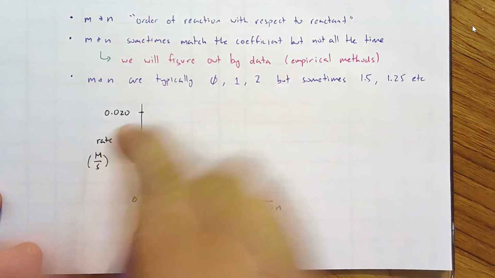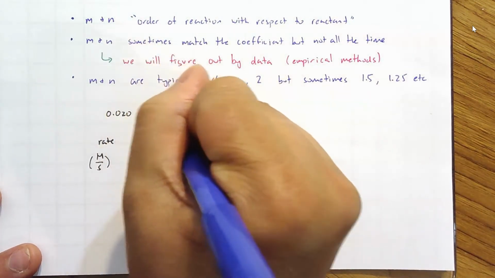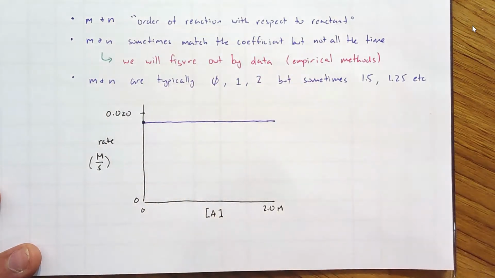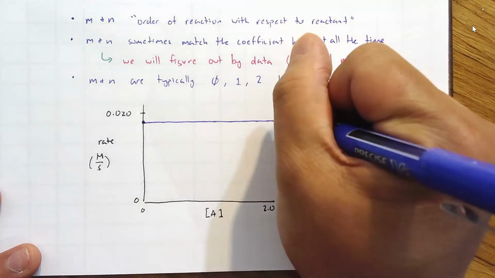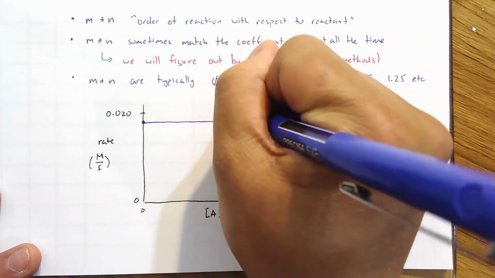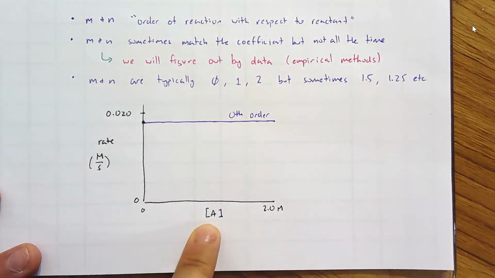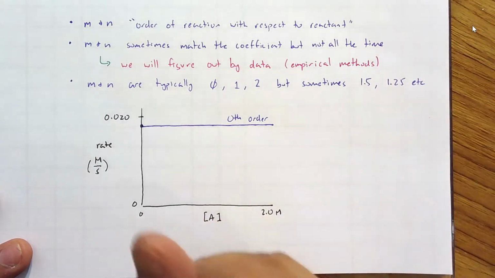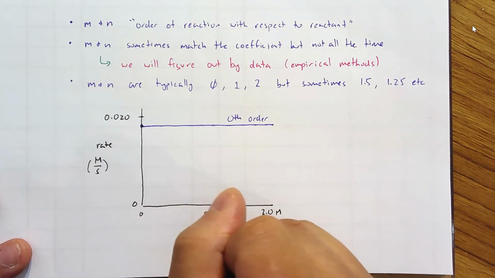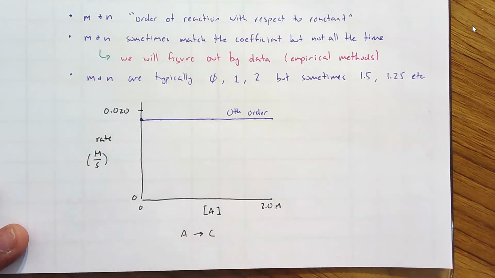So what if your rate starts out here, but it never changes? That means that it is 0th order. I'll write it up here, 0th order in A, right? That's our reactant. Pretend that our equation actually is A goes to C. Forget about B. Let's have only one reactant, and we're trying to figure out the order of that reactant.